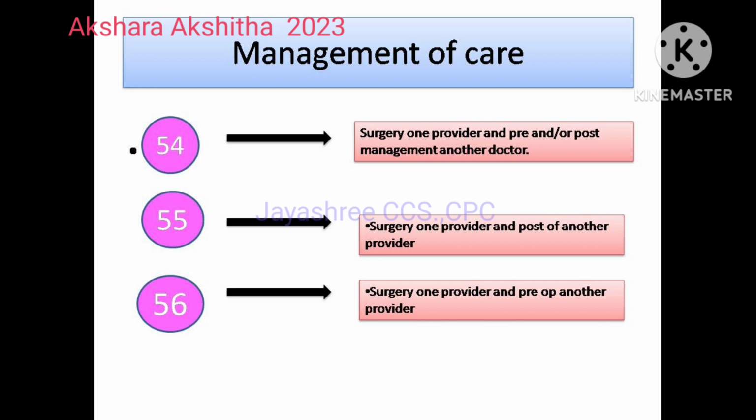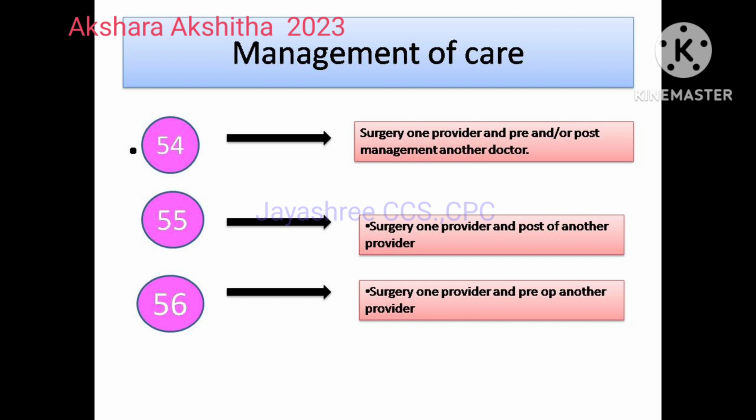So that time, 54 modifier. 55 modifier means surgery is performed by one doctor and post-operative care is performed by another provider. So that time, 55 modifier. 56 modifier is surgery performed by one doctor and pre-operative care by another doctor. So if post-operative is by another doctor, it means 55. If pre-operative is by another doctor, it means 56. If pre and post are by another doctor, it means 54 modifier.